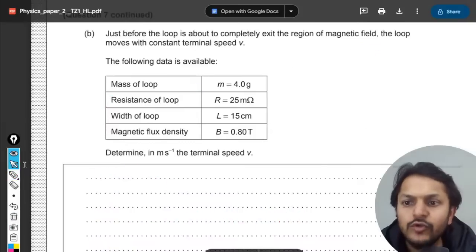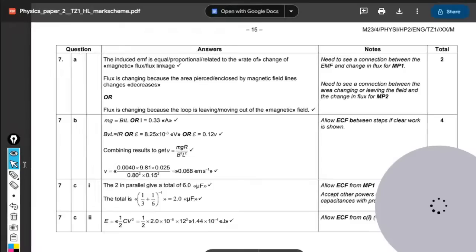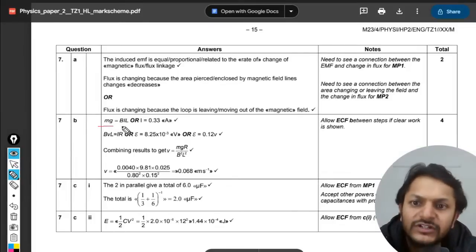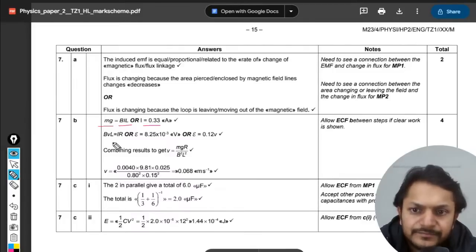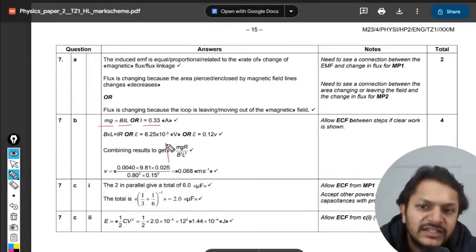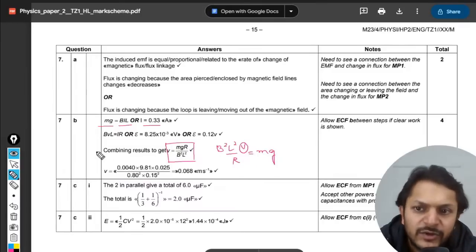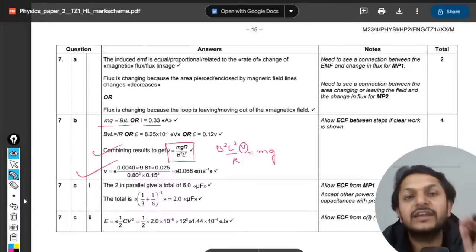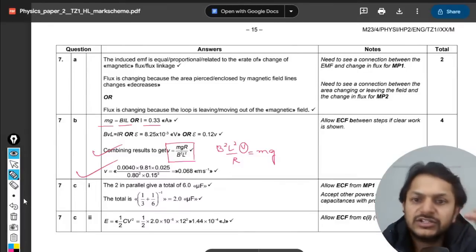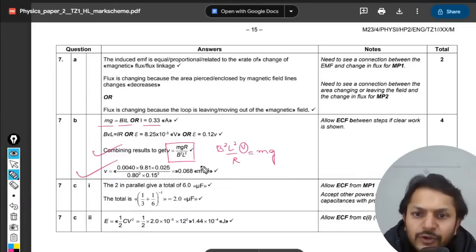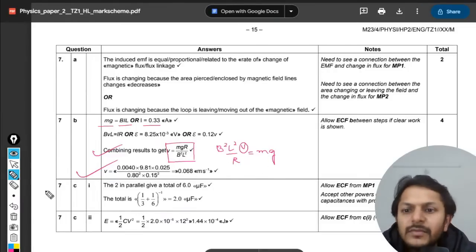Okay, so let us now move to the mark scheme and see if they have done the same thing. Yes, they have done the same thing. mg is the weight downwards, BIL is the force in the upward direction, and the current is 0.3. So we would be substituting these values here, and from there we can find the value of V. This is the formula that we are already using. B square L square V by R is equal to m into g. So V is equal to mgR divided by B square L square. So this is exactly the same thing that we have done. So this is how we do it. And yes, this question is done.